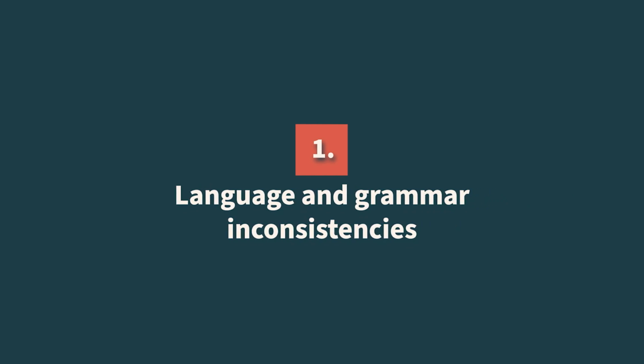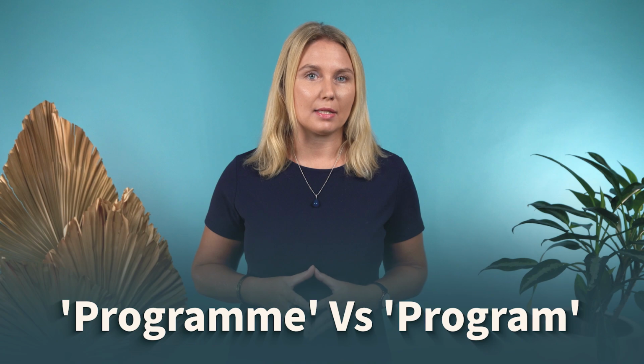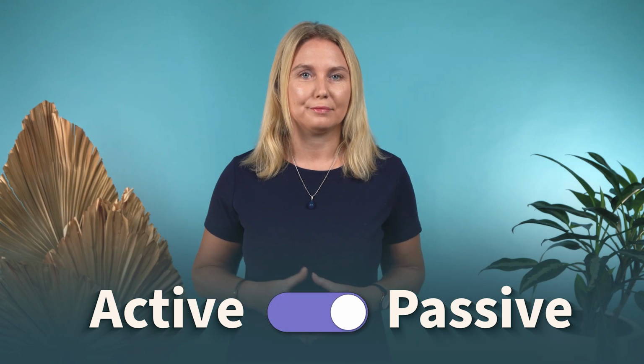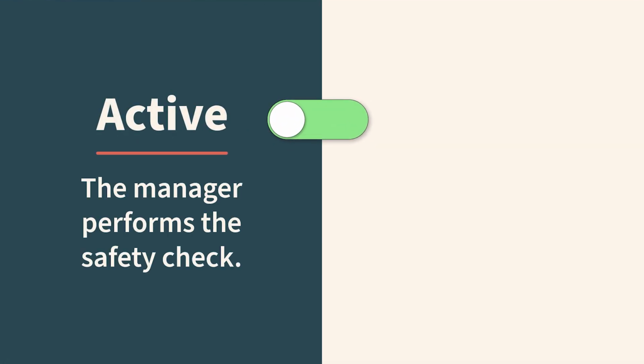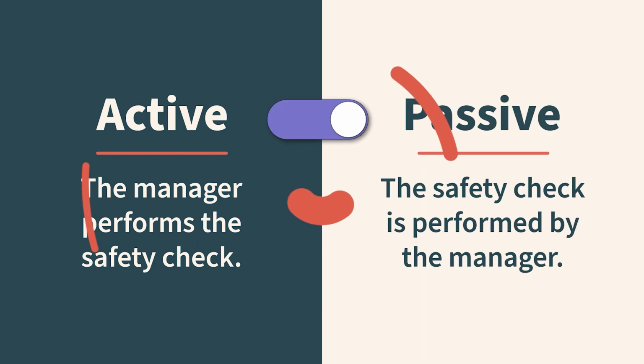1. Language and grammar inconsistencies. Maybe program is spelt in some places with an AMME, in other places with an AME. Whoops, Bianca meant AM. You will see the course referred to as a course, then a program, then a module, accidentally as a topic, etc., etc. Inconsistent voice. Maybe it switches between active and passive. For example, active, the manager performs the safety check, and passive, the safety check is performed by the manager.